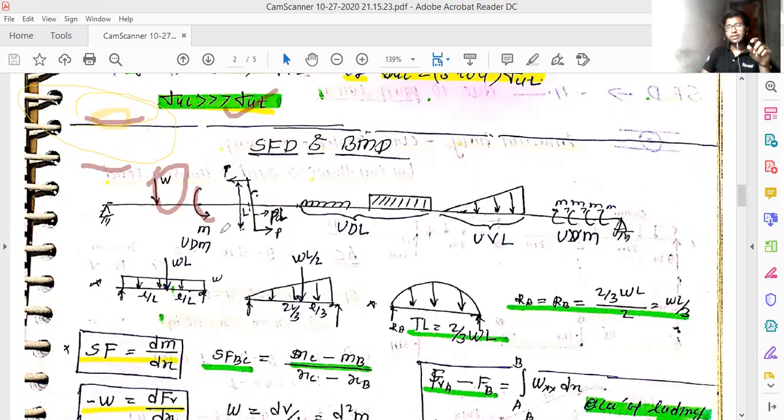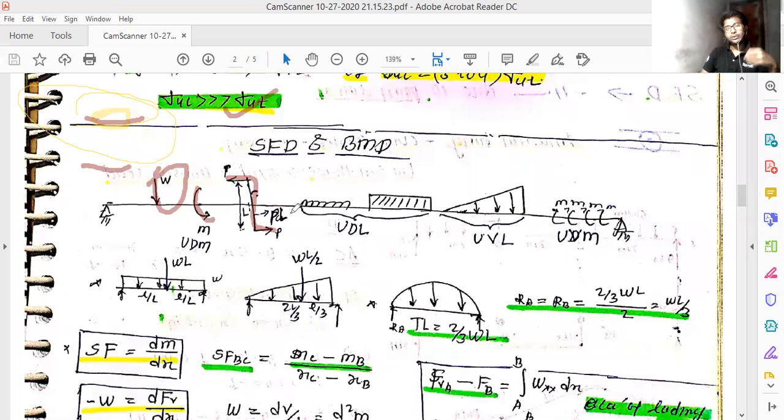A couple is nothing but two forces of equal and opposite magnitude acting in different directions, separated by some distance. And a moment is the force applied at a particular distance, the multiplication between them. So this is the basic difference, and this third notation is also going to act on the beam in this application.